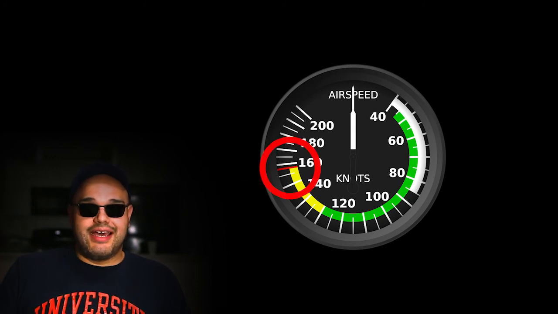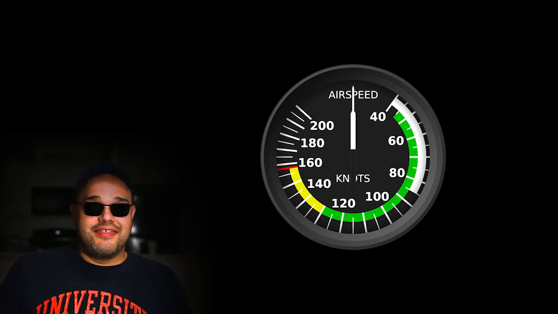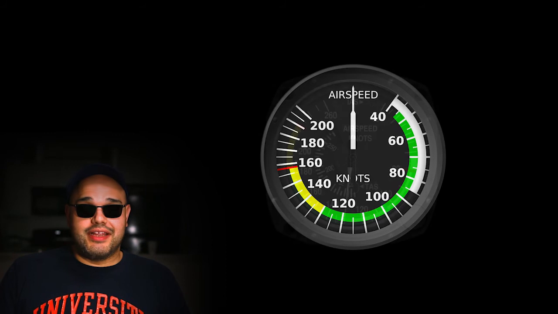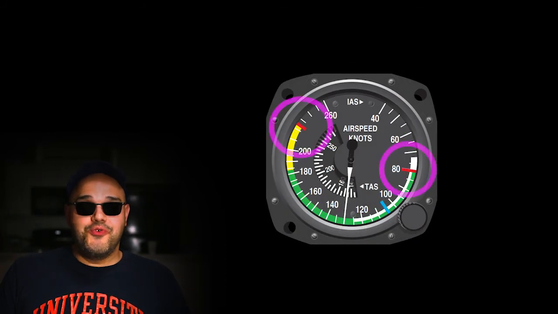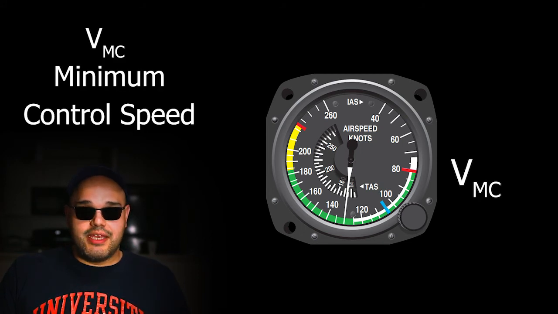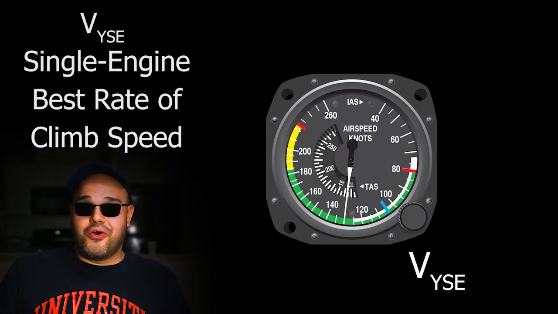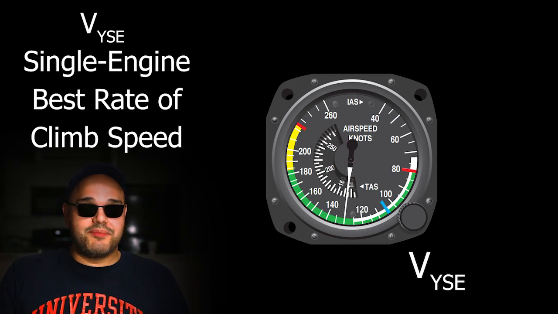The red radial line coincides with the top of the yellow arc, and as such indicates VNE. Note that if you look at the airspeed indicator of a light twin, you will see two red radial lines. The low speed red line indicates VMC, which is the minimum control speed. The airspeed indicator of a light twin also indicates a blue line, which is VYSE, or single engine best rate of climb speed. Other V-speeds can also be published in the aircraft flight manual.